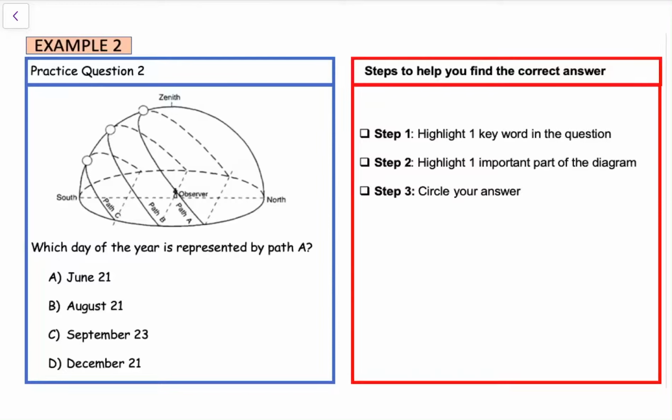I still want to stop and highlight at least one keyword in the question. The keyword in this question that I want to focus in on is this word path A. This will help me when I'm going back to the diagram to know I only want to look at and focus in on path A.